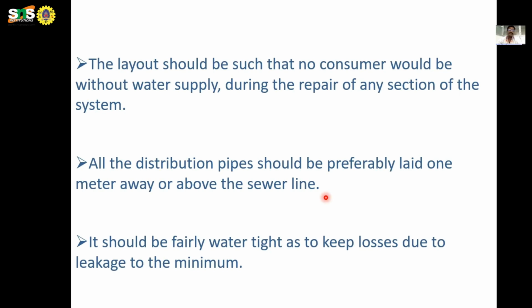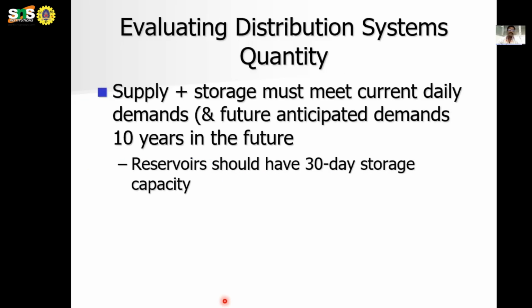It should be fairly watertight so as to keep losses due to large leakage to a minimum. A study says that with current advanced methods, in the water supply system the leakages will be 20 to 30%. But if you are using old pipes and old methods, the study says that 70% of the water will be wasted.